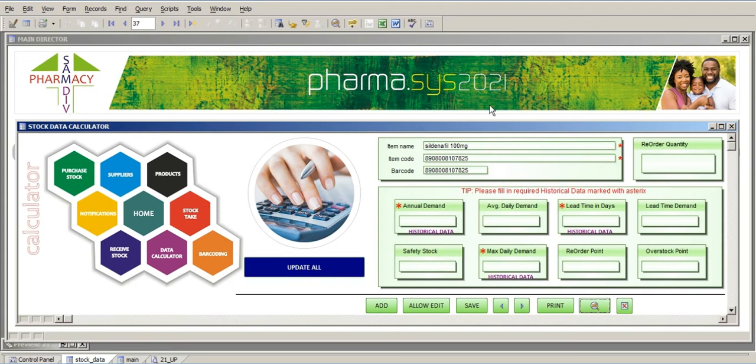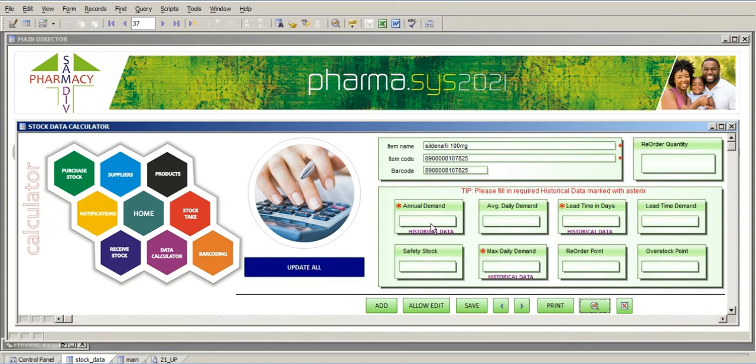Now the data calculator does not start to work on the first day that you install this system. It will work over time, after say 6 months or 1 year, when the system has been able to gather information from the data that is entered into it. So in order to start, we have 3 historical data. The first one is annual demand. You cannot determine annual demand before about 1 year. Then the lead time in days, you cannot know how soon a supplier delivers unless you've had a history with that supplier. Then the maximum daily demand is the same. These are historical data. When we are able to get these 3 historical data, we are able to calculate the rest of the data that we need from this system.